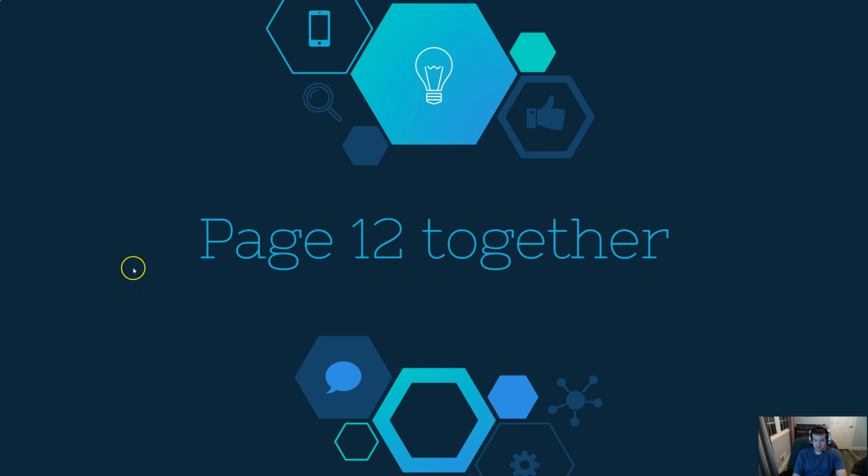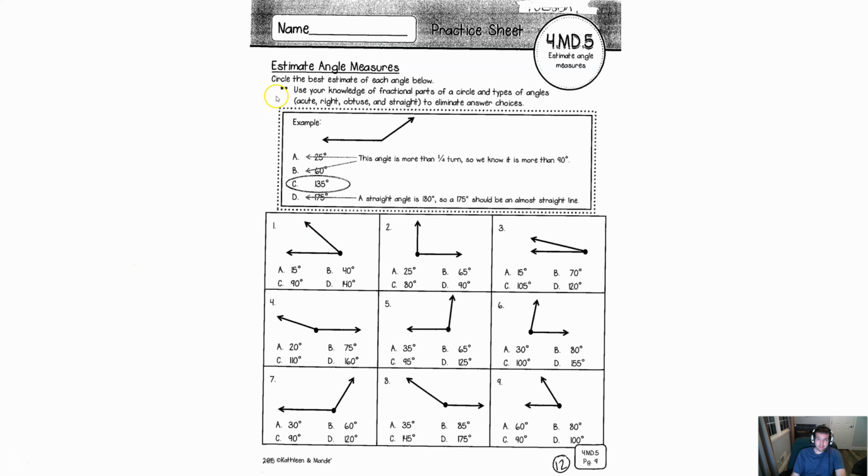Alright, what I'd like you to do is turn to page 12 in your packet. Math packet number 7, of course. This is what page 12 looks like. We're going to be practicing estimating angle measurements, and we're going to be given multiple choice, and that's going to make our life so much easier.